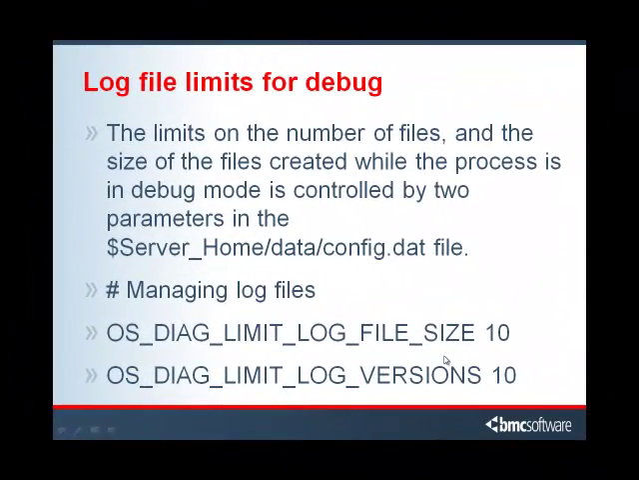The limits on the number of files and the size of the files created while the server process is in debug mode is controlled by 2 parameters in the $serverhome/data/config.dat file. The file size parameter controls in megabytes how large each individual file is, and the versions parameter indicates how many versions will be saved. So by default, you get 10 files of 10 megabytes, or 100 megabytes. This number can be changed, and it is active when the server does a restart.